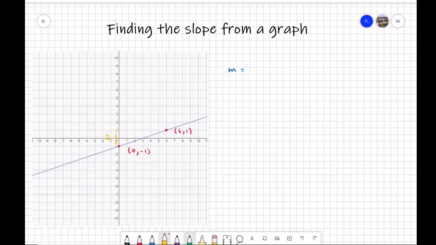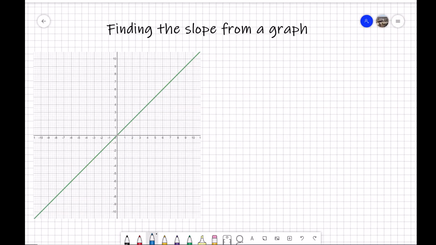And it moved 6 positions to the right. So again, the change in y goes on top, which is 2, and the change in x goes on the bottom, which is 6. If we simplify this, we end up with 1/3. So the slope in this case is 1/3.